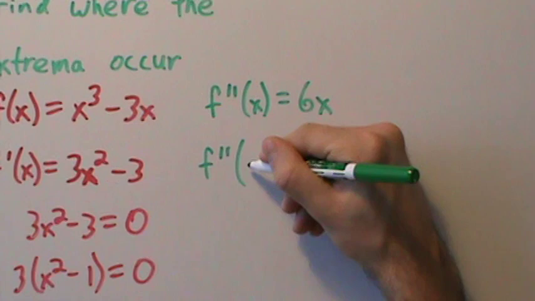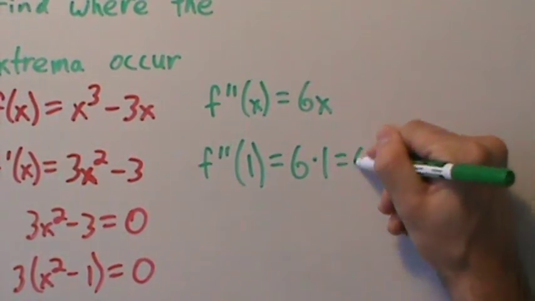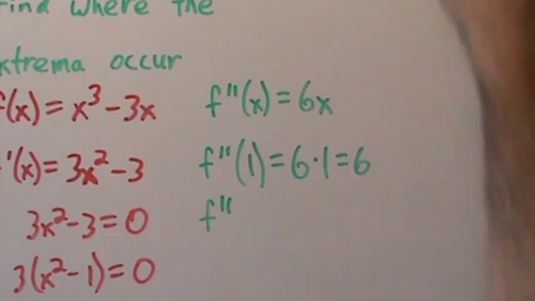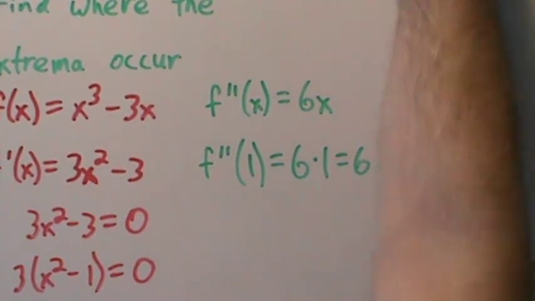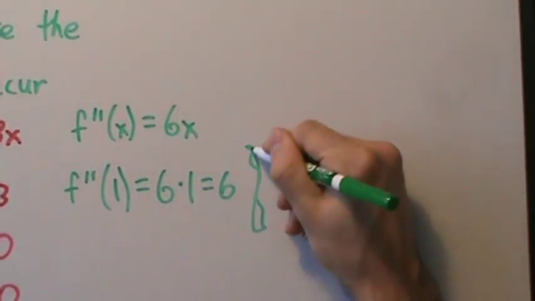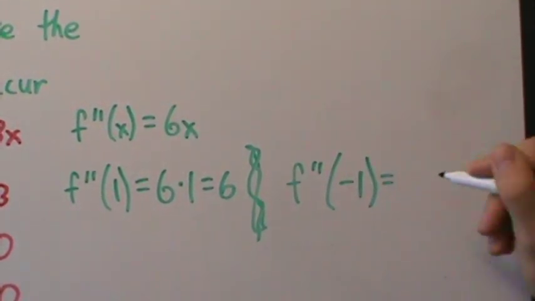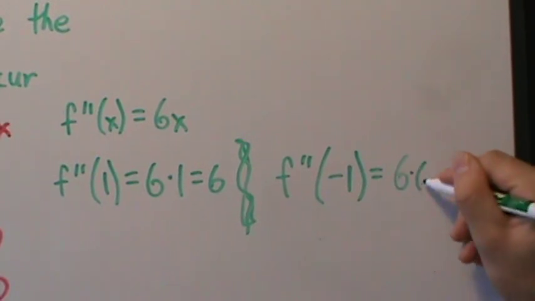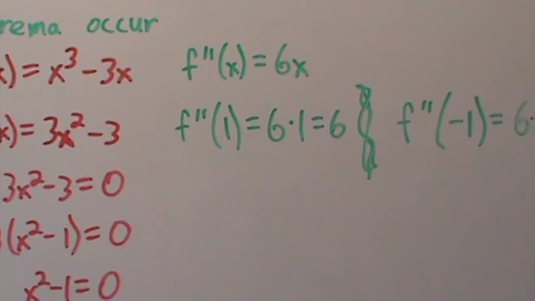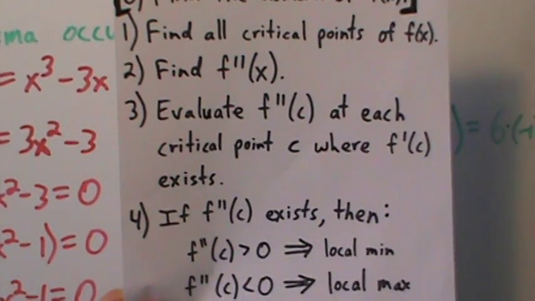So now we just evaluate f double prime of 1, and what do we get? We get 6 times 1, which is just 6. Okay? And then we also evaluate f double prime of negative 1, which was our other critical point. And that's 6 times negative 1, which is negative 6. Okay? So that's it for step 3, evaluate f double prime of c at each critical point where f prime of c exists.